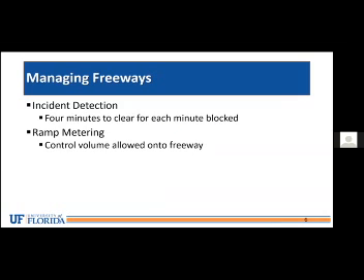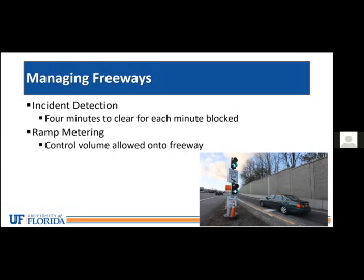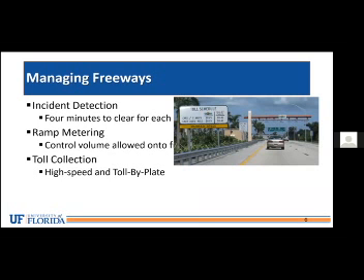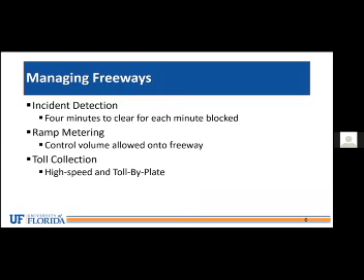Also, we'll talk about ramp metering. That's one of the tools we can use to control the volume allowed onto the freeway, helps keep the freeways moving much more smoothly. That's used in a lot of states. Toll collection, using high speed toll and toll by plate types of things. We can keep vehicles moving and not stopped at a toll plaza. So that helps keep the freeways moving quickly.